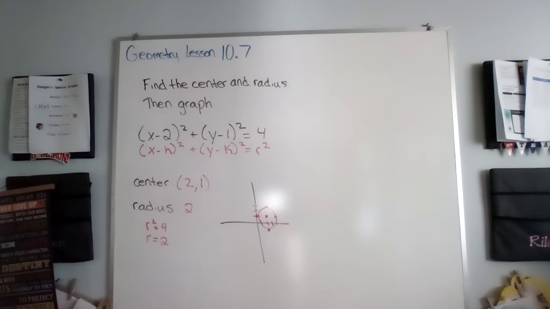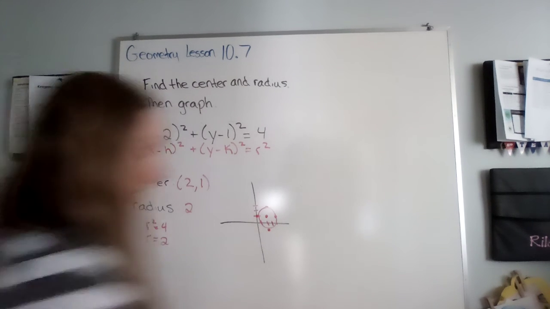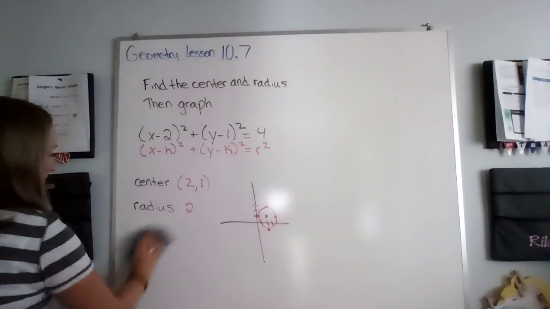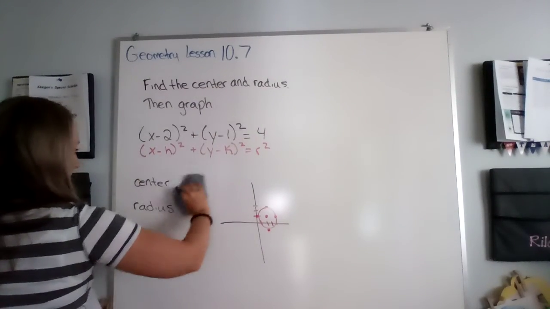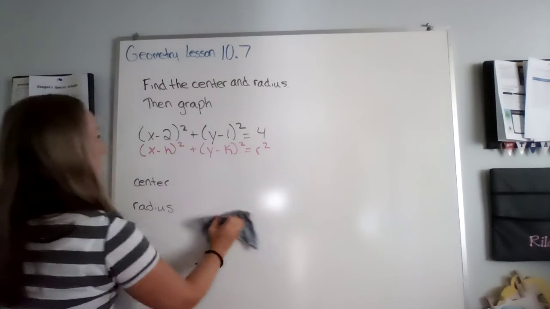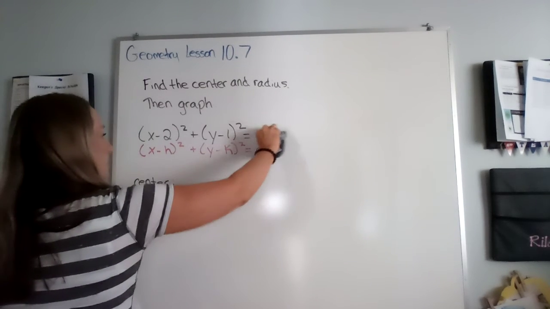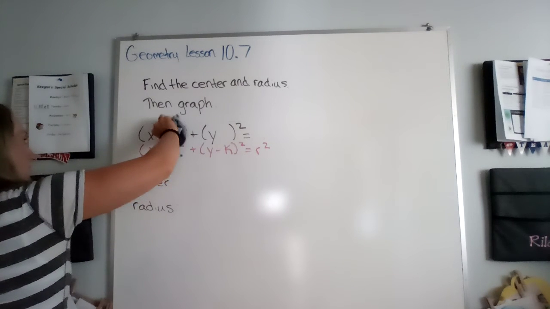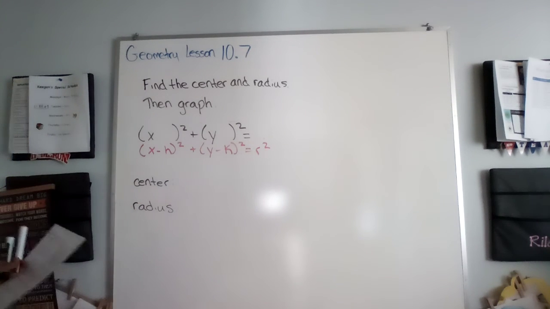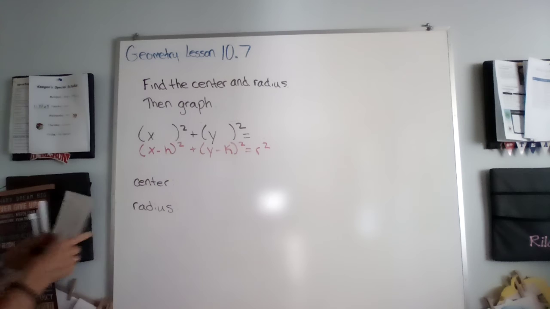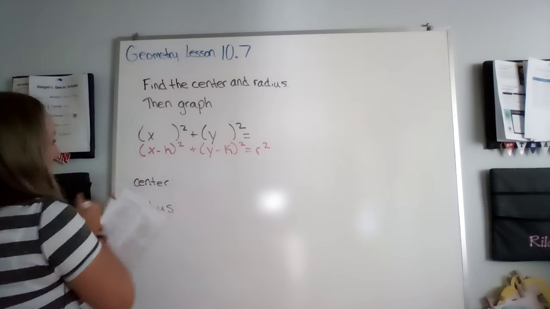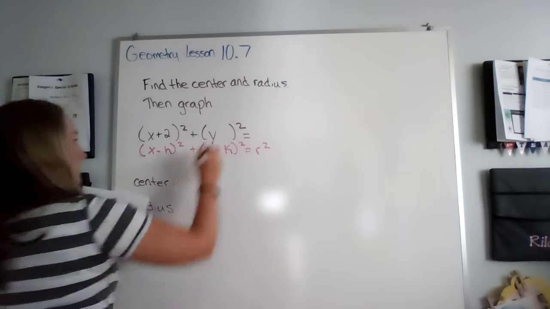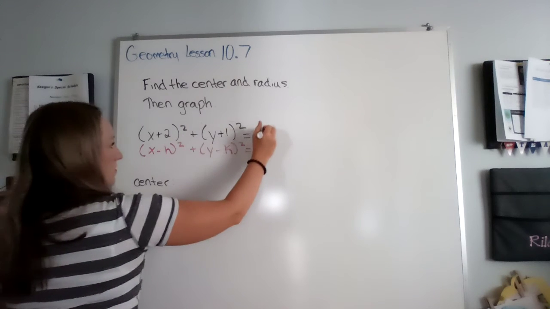Okay. Let's try another one. Okay, so for this equation, I'm going to have (x + 2)² + (y + 1)² = 9.